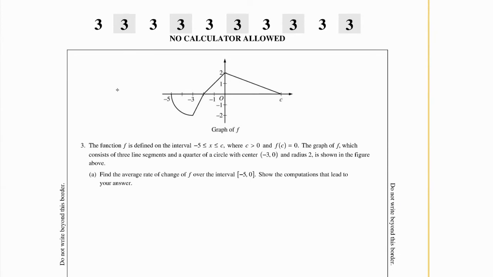So for instance, this function is defined on the interval negative 5 to c, where c is greater than 0, and f of c is equal to 0, which means that that's an x-intercept. The graph of f consists of 3 line segments and a quarter circle, with the center at negative 3, 0, and a radius of 2. Okay, and then it wants the average rate of change of f over the interval.